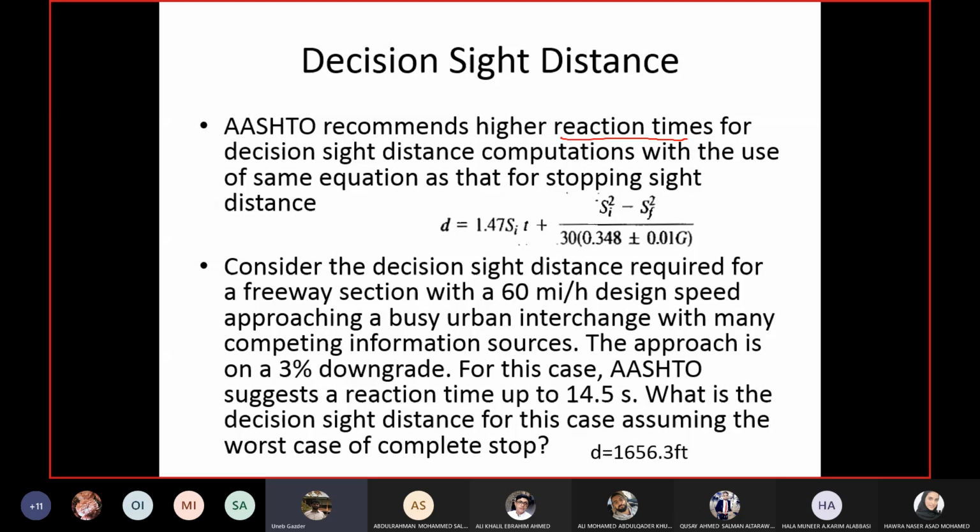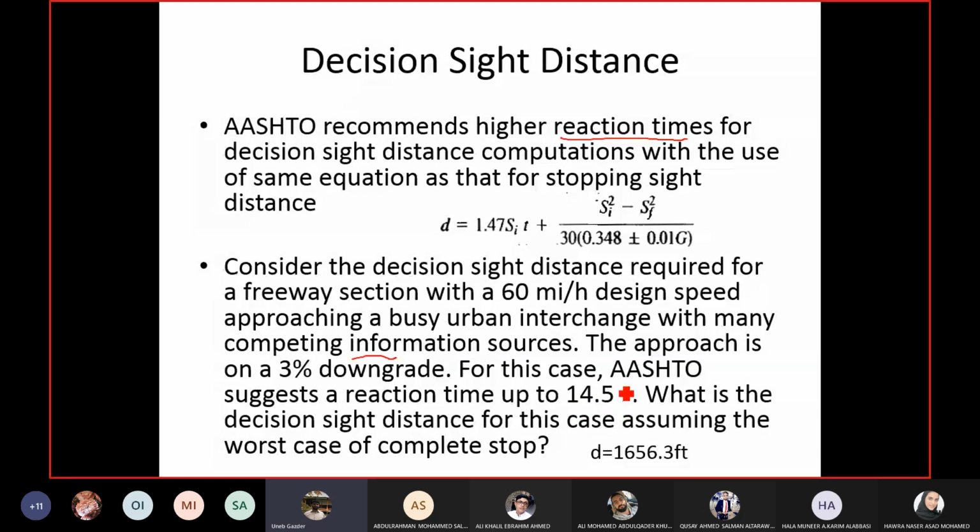For example, if you want to calculate decision sight distance for a freeway section with 60 miles per hour speed, and it is in a busy urban interchange. Interchange, I told you, is a complex situation, and then it is busy. So there are too many information sources in front of the driver as well. So it is fulfilling two conditions of being complex. On this interchange, the gradient is 3% downward. For this case, AASHTO recommended a value of 14.5 seconds reaction time.